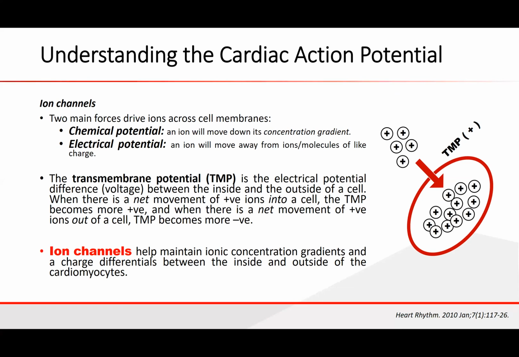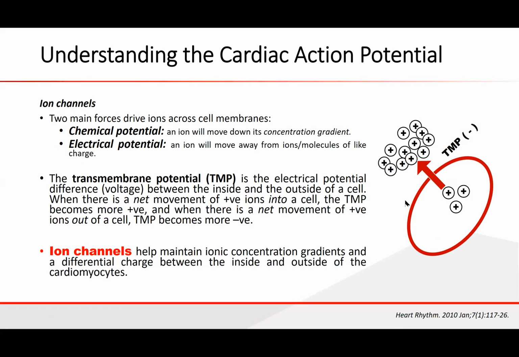And when there is a net movement of positive ions out of the cell, the transmembrane potential becomes more negative. And this is regulated by the ion channels, which help maintain ionic concentration gradients and a differential charge between the inside and the outside of the cardiomyocytes. These ion channels have important characteristics and properties enabling them for their function.